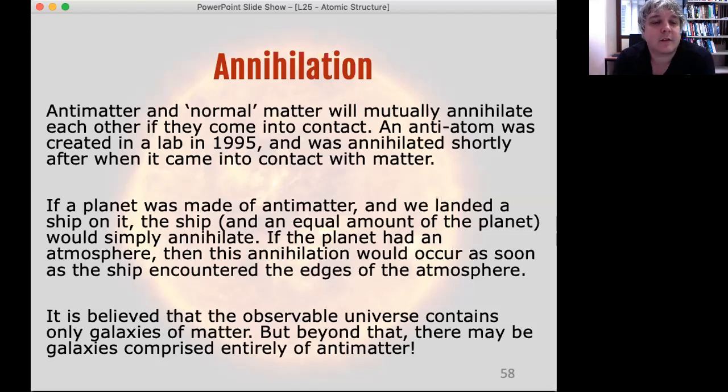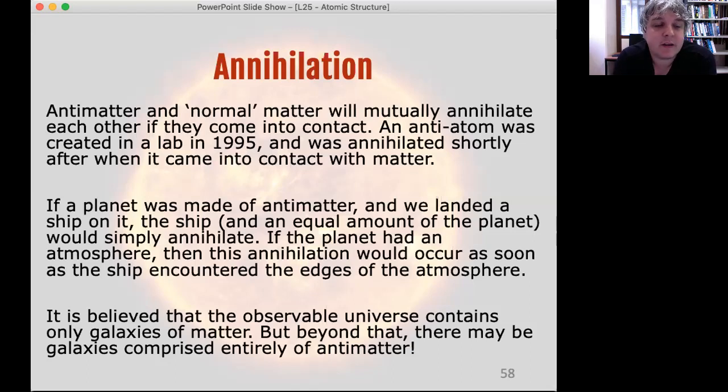It's believed that the observable universe contains only galaxies of matter. As I said, we know antimatter exists. We've created it in labs. We can work with it. It's very difficult, but it does exist. But the observable universe that we can see only appears to contain galaxies made of actual matter, our normal matter.